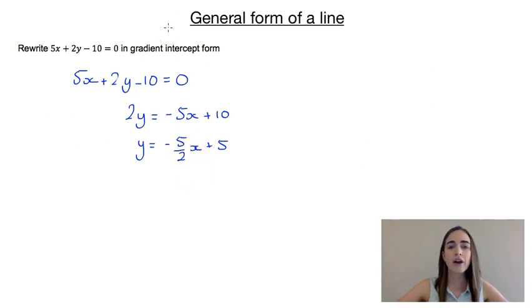So when we're writing equations, it doesn't actually matter whether we write things in gradient intercept form or in general form because it all means the same thing. They represent the same straight line. It's just that one form is sometimes more appropriate or more useful in certain situations. So we need to be able to translate between the two things. Right, so that's having a look at the general form of a straight line.